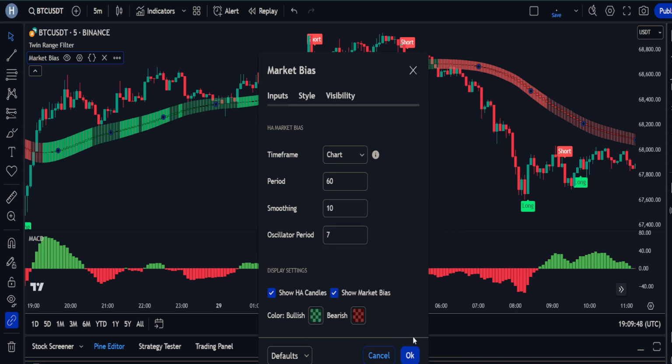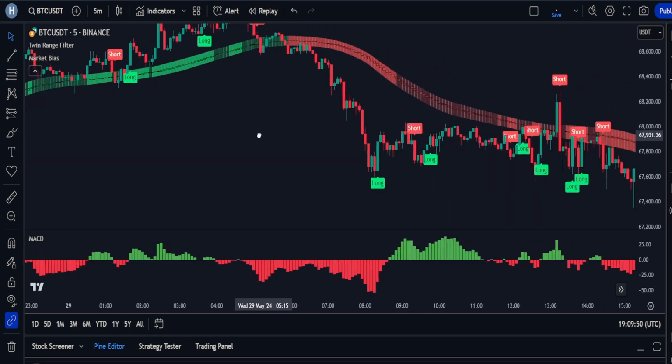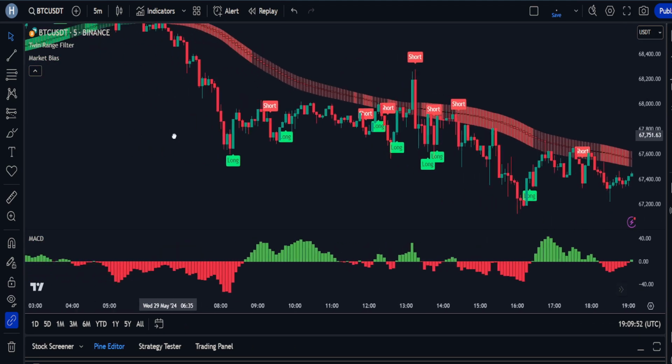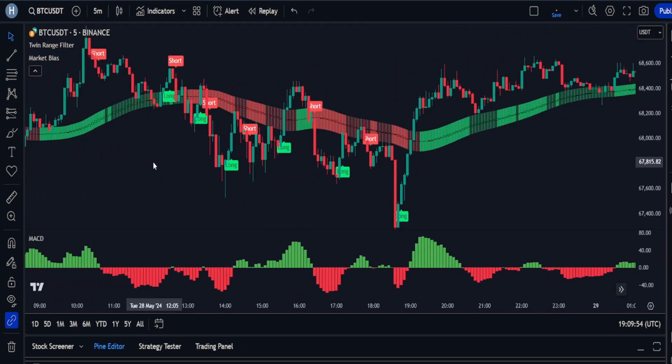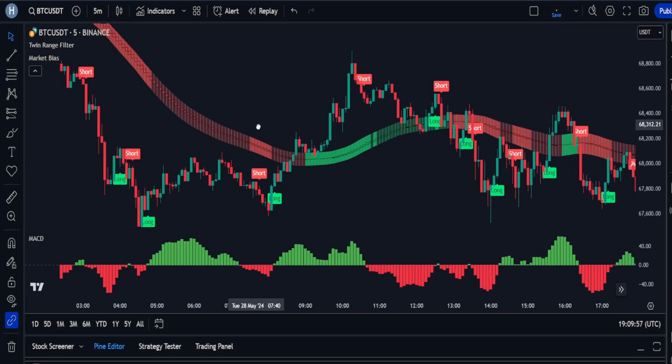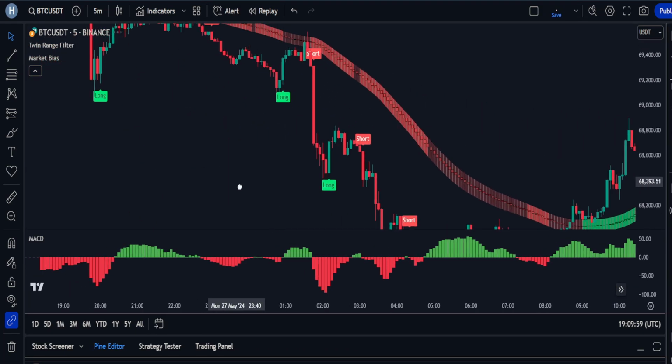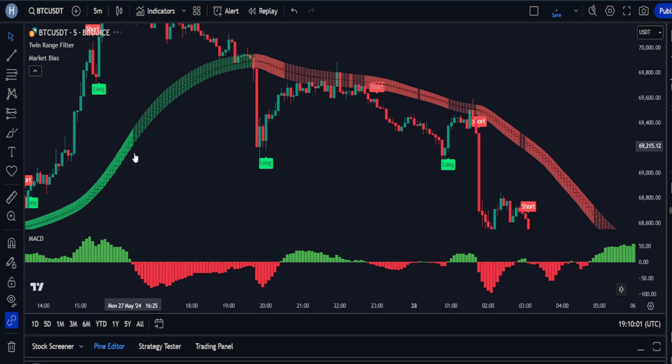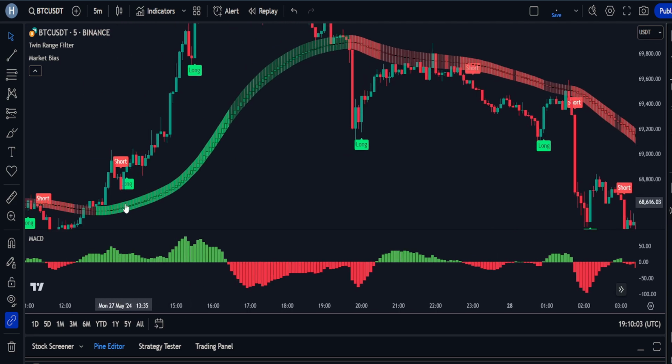The primary function of the market bias indicator is to identify the overall trend direction. It does this by analyzing the price action over a specified period and applying a smoothing algorithm to filter out minor price fluctuations. When the indicator shows a green color, it suggests that the market is in a bullish trend, and the traders should look for buying opportunities.